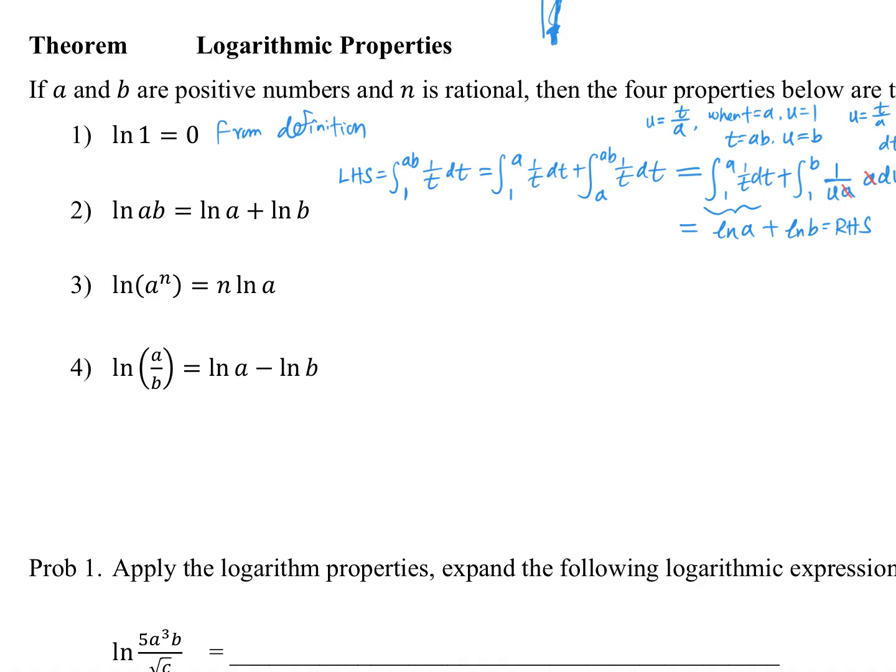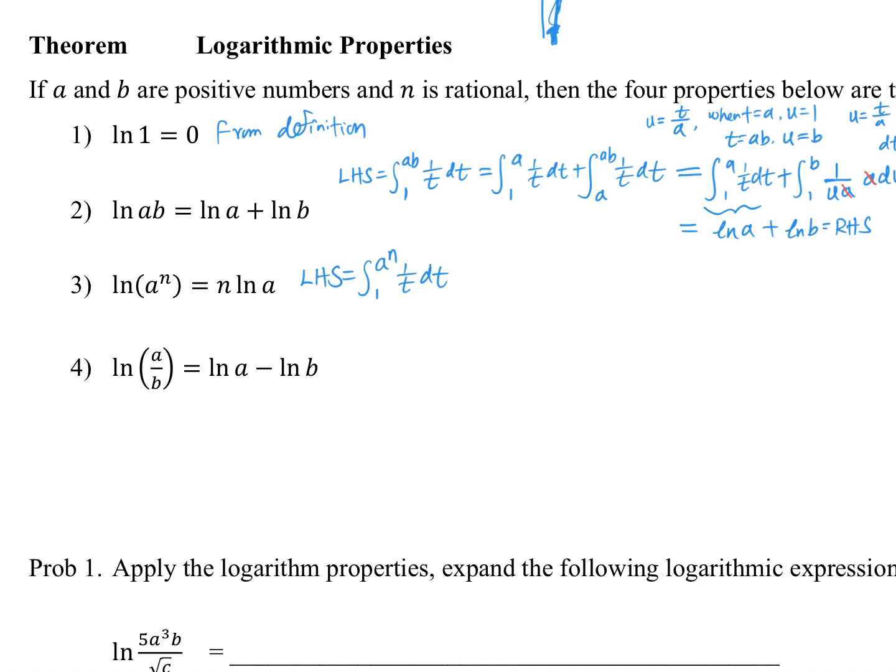Now let's look at the next one, number 3. Actually, once you have number 2, number 4 follows immediately, but let's do it in order. For number 3, again, the only tool that we have is the definition. So the left-hand side, according to the definition, will be the integral from 1 to, pause the video if needed, if you want to give it a try using the definition, the upper limit will be a to the n, because that's your x, of 1 over t dt.